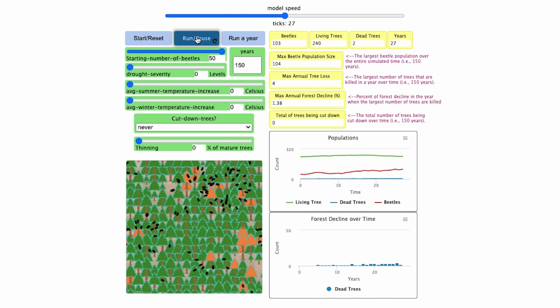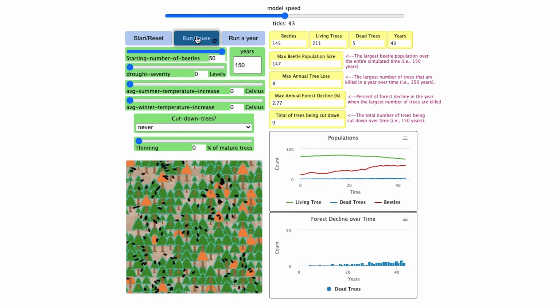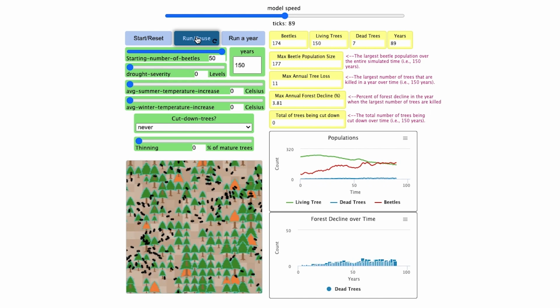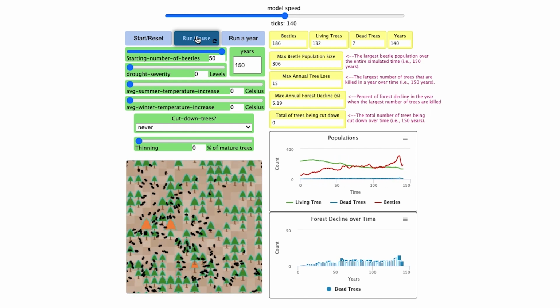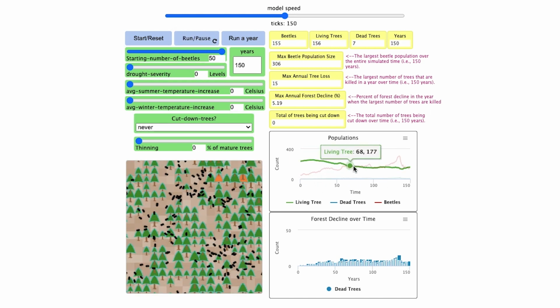Let's run the model for 150 years. You can see the bark beetle population increases over time, and the forest declines at a certain point. You can also see the dead trees are plotted in the graph. You can even count the number. From there, you can adjust the environment factors to investigate their effects.